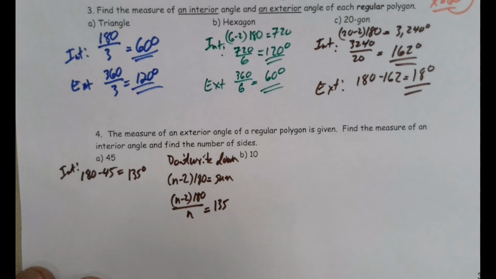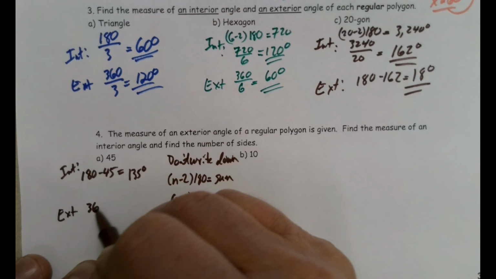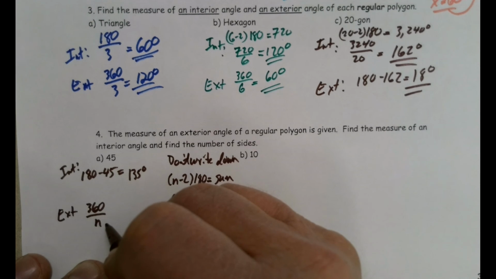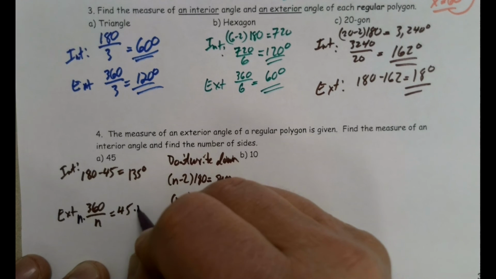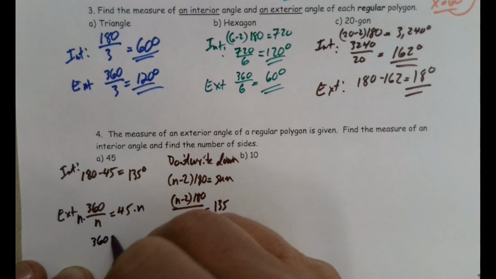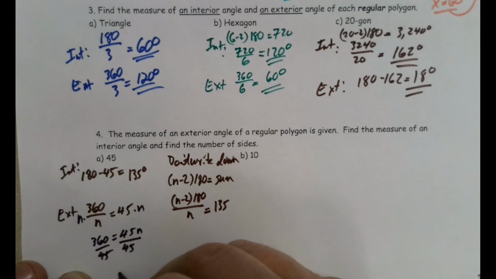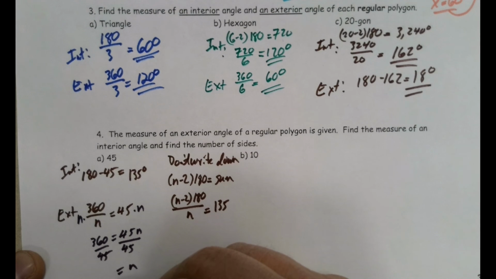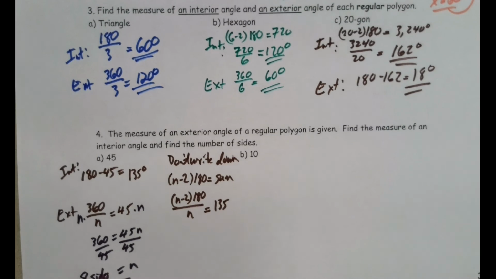Okay, here's another thought. For exterior, 360 divided by n equals 45. Okay, if we multiply this times n and this times n, we get 360 equals 45n. Then if we divide this by 45, we get n. And 360 divided by 45 is 8 sides. Okay? Probably the easiest way to do it.